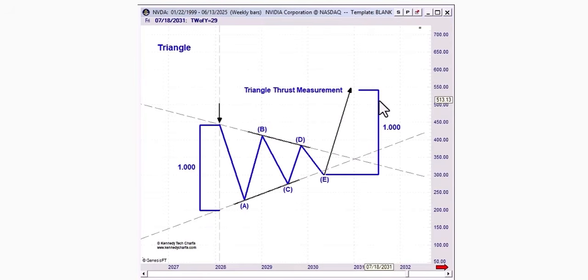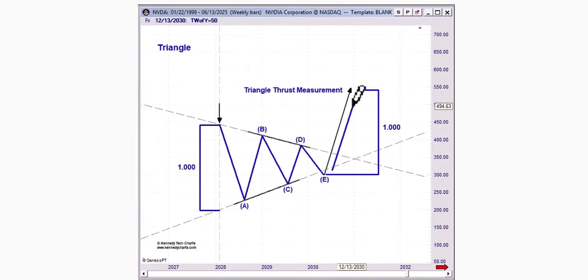And again, I would probably offer that up as maybe a minimum objective, because sometimes whenever you see a triangle, the thing about a triangle is whenever a triangle resolves, it is going to be either a smaller move or a very large move. Very rarely is it just an average move. But this is how you calculate the triangle measurement.